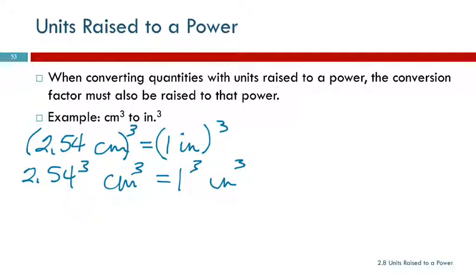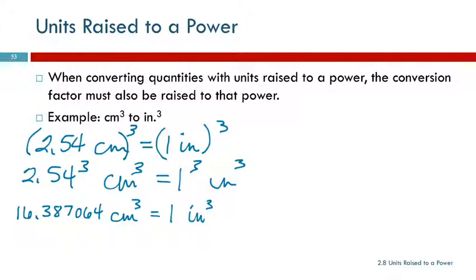And when you do the math there, 2.54 cubed, you get 16.387064 cubic centimeters is equal to 1 cubic inch. See, if you forget to cube the 1, it doesn't matter because 1 cubed is the same as 1. If you forget to cube this side, it's going to make a big difference. So let me show you why that's necessary.